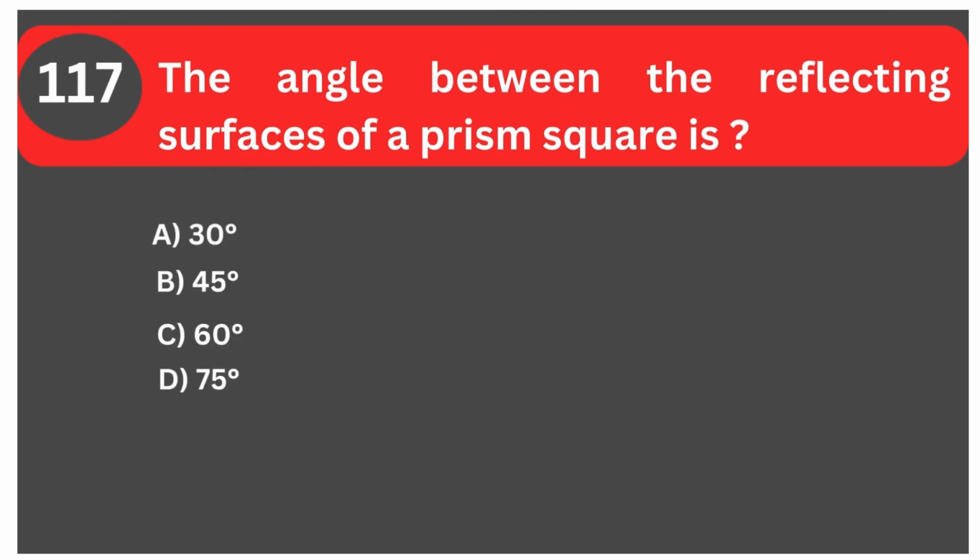The angle between the reflecting surfaces of a prism square is. Options: A. 30 degrees. B. 45 degrees. C. 60 degrees. D. 75 degrees. Answer B. 45 degrees.